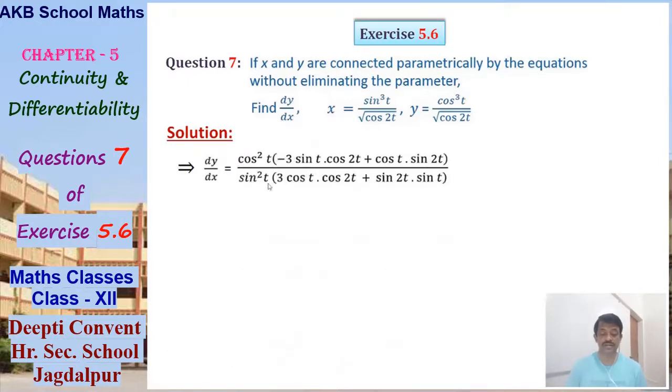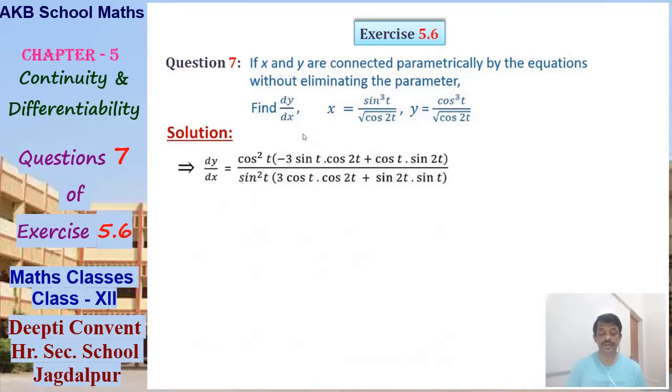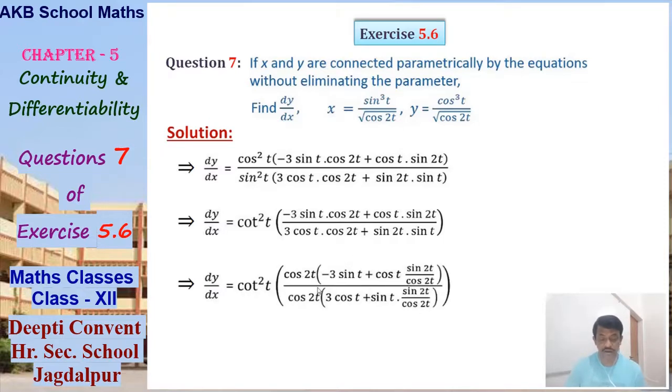Finally we get it like this: cos²t by sin²t, and minus 3 sin t cos 2t plus cos t sin 2t. Also here cos 2t, sin 2t. Now cos²t by sin²t means cot²t. Now this is the value, minus 3 sin t cos 2t, the same value we write here. Now solve it. How can we solve it?